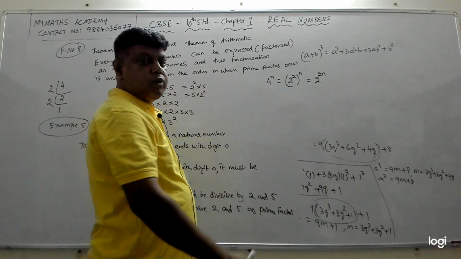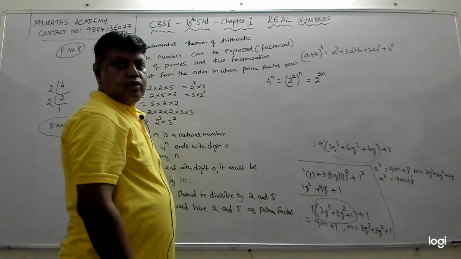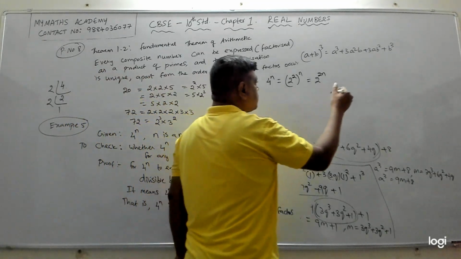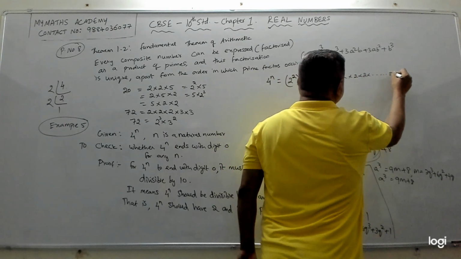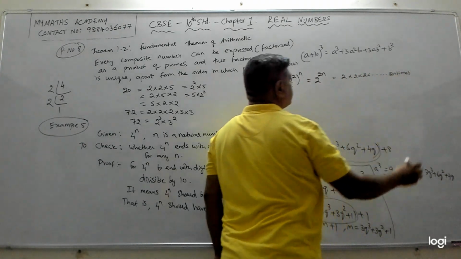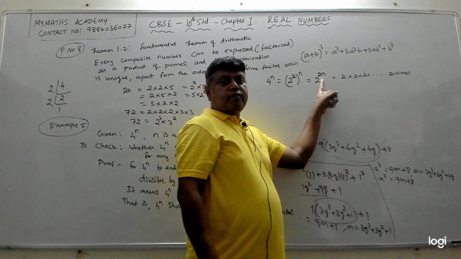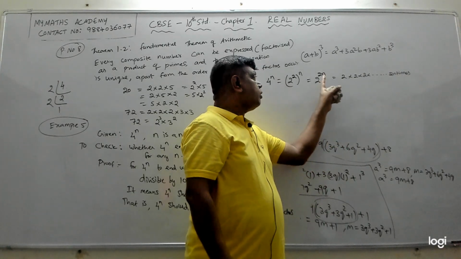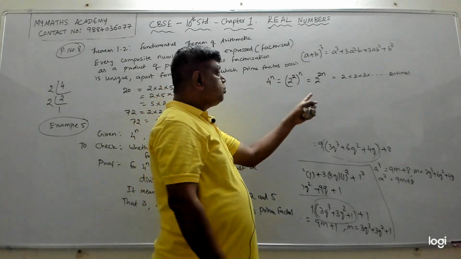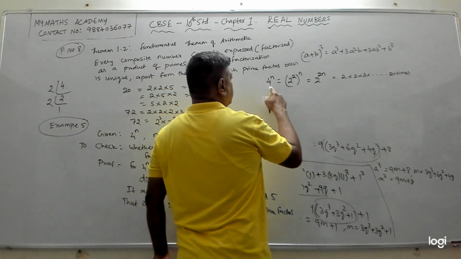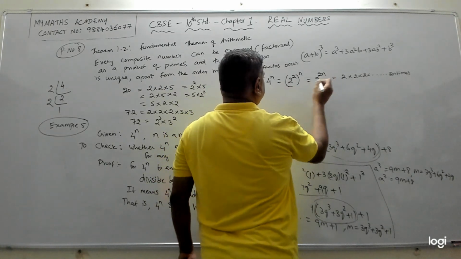2 power 2n, which means what? 4 power n has only 2 as the prime factor. 2 power 2n means it is 2 into 2 into 2, like that it is going for 2n times. You have to keep writing. If it is 2 power 5, you will write 2 5 times. If it is 2 power 10, you will write 2 10 times. If it is 2 power 8, you will write 2 8 times. So 4 power n is equal to 2 power 2n.